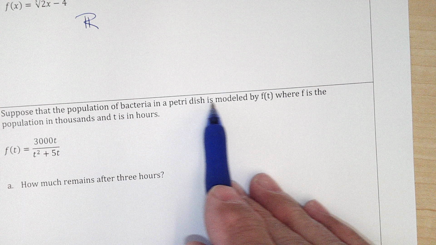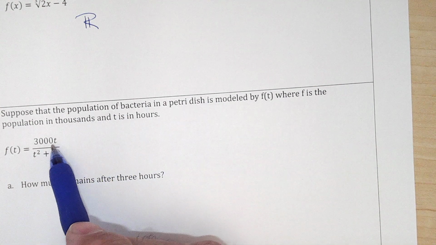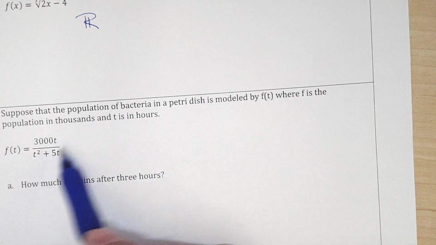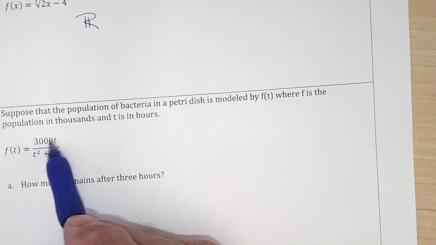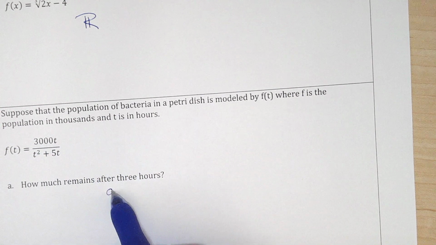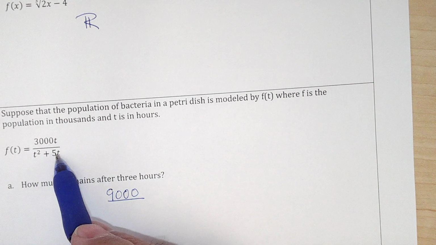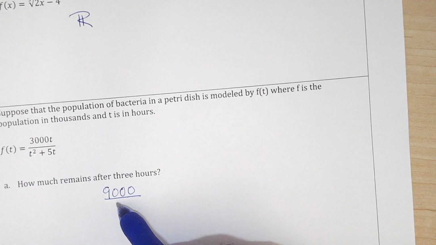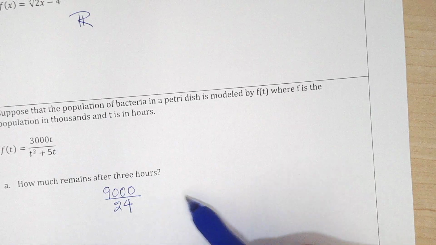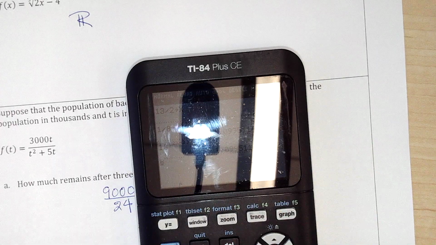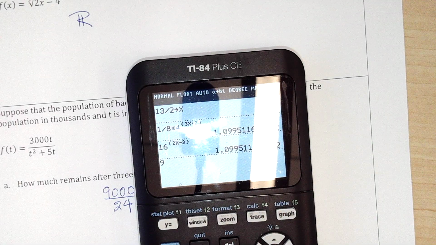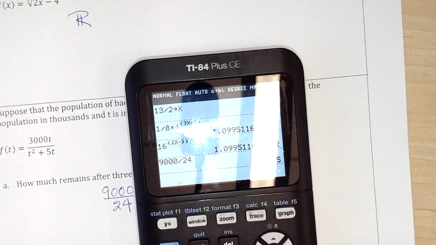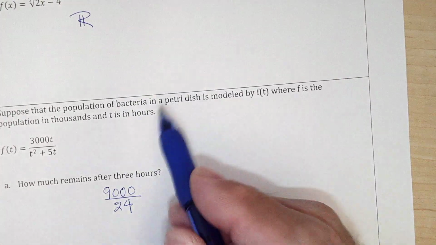How much remains after 3 hours? We got this bacteria population. So I put 3 in for the t's, and I get 3,000 times 3, which is 9,000, over 9 plus 15, which is 24, and that is 9,000 divided by 24, 375 bacteria.